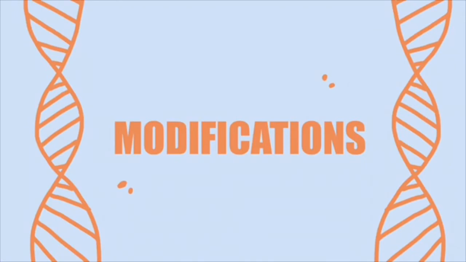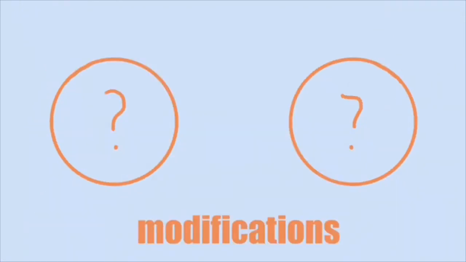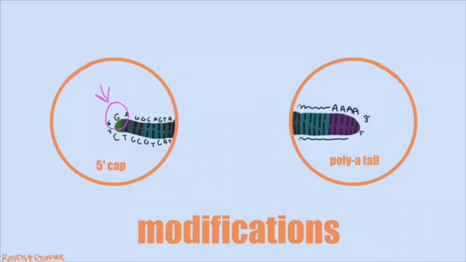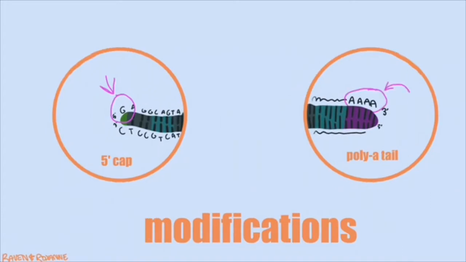Modifications. So, I mentioned earlier that the pre-mRNA must undergo modifications to become mRNA and leave the nucleus. What are these modifications and how are they formed? There are two main modifications, the 5' cap and the poly-A tail. The 5' cap is a modified guanine base at the starting end of the pre-mRNA strand. This cap is made to ensure that ribosomes can attach to the strand for translation. The poly-A tail is a series of multiple adenines added at the end of the strand. This makes it less likely that the strand will become damaged.